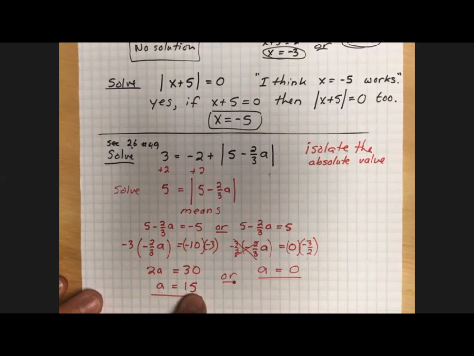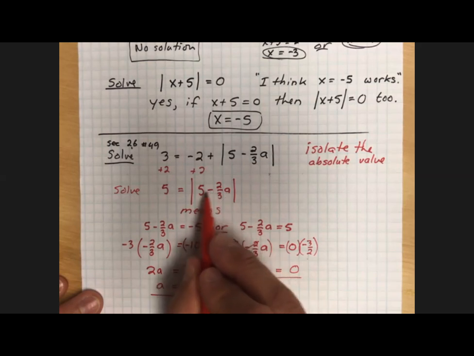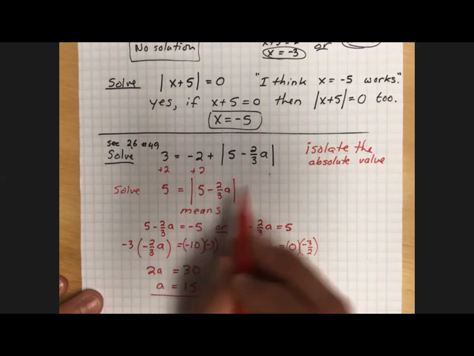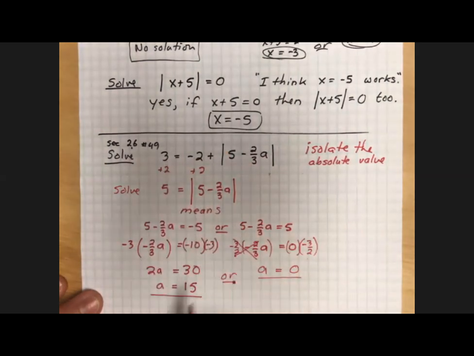Okay, A equals 15. 2/3 of 15 is 10, minus 10. 5 minus 10 is -5. -5, absolute value becomes 5. 5 minus 2 is 3. These are both winning.